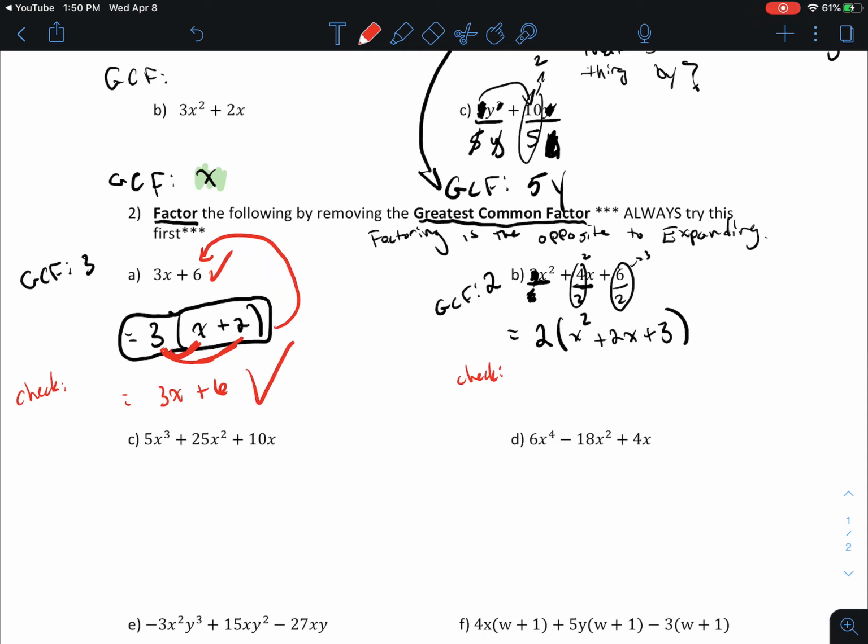Okay. And again, if I were to check this, this is just me being thorough, okay? Some of these questions don't necessarily need checking all the time, okay? But this is for your benefit to make sure that you're right. What happens if I put the 2 back in? I'd better get the original back, right? I better get this back down here when I expand it. So 2 times x squared is 2x squared. 2 times 2x is 4x. 2 times 3 is 6. So then I'm right, because these match.